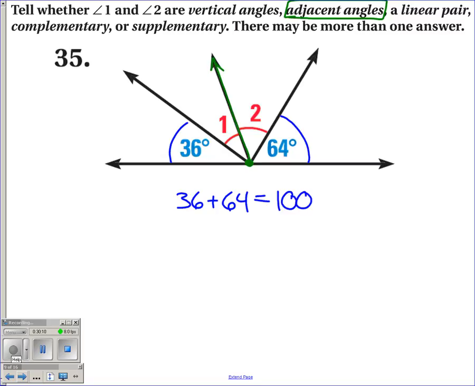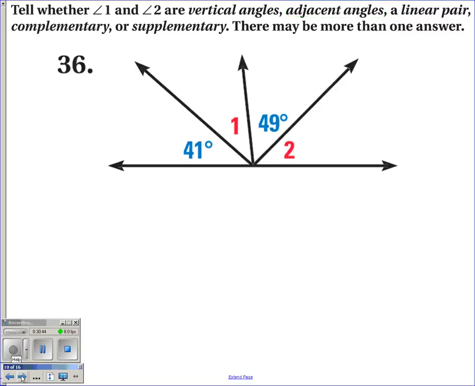Well, that means that the measure of angle 1 and the measure of angle 2 have got to be 180 minus 100, because an entire line is 180 degrees, which is 80. Well, that means that they can't be complementary, because complementary means a sum of 90. It's not supplementary, because supplementary means a sum of 180. So the only thing that angles 1 and 2 are in this case for 35 are adjacent. They have that common side and common vertex.